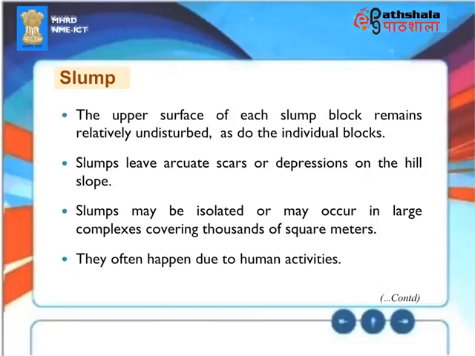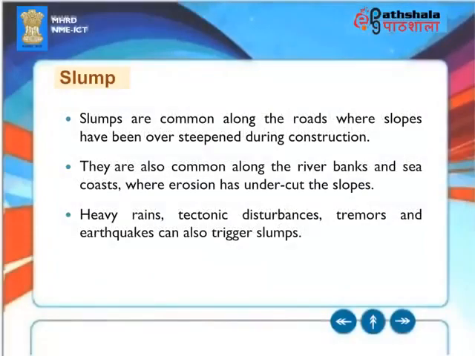Slumps may be isolated or may occur in large complexes covering thousands of square meters. They often happen due to human activities. Slumps are common along the roads where slopes have been oversteepened during construction. They are also common along the riverbanks and seacoasts where erosion has undercut the slopes. Heavy rains, tectonic disturbances, tremors and earthquakes can also trigger slumps.